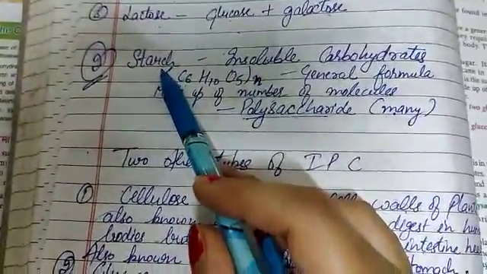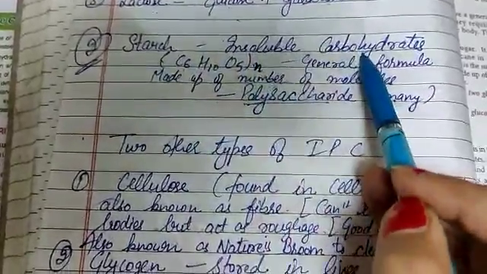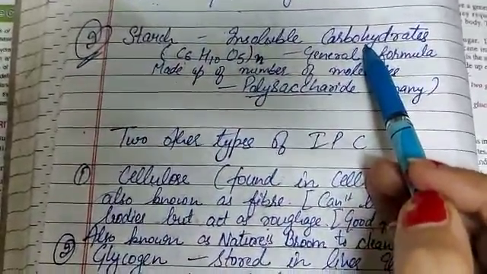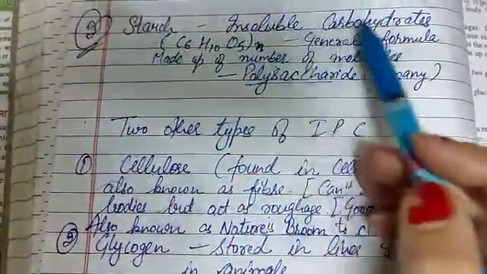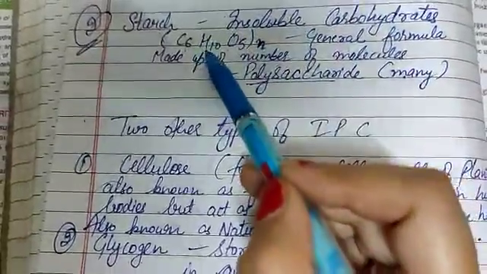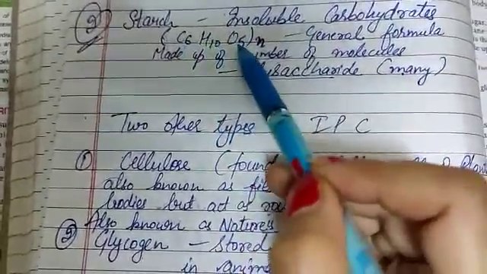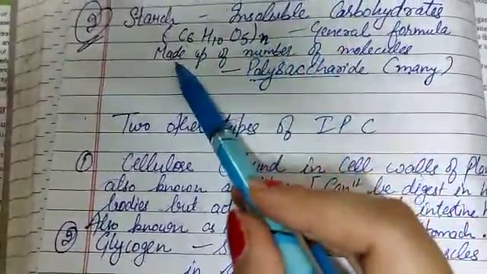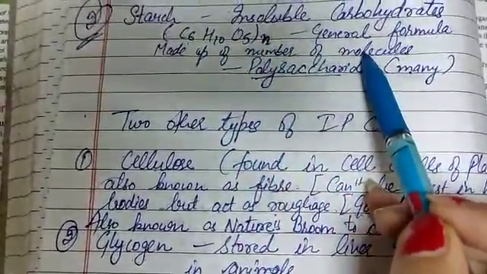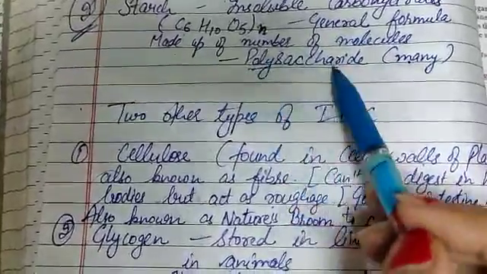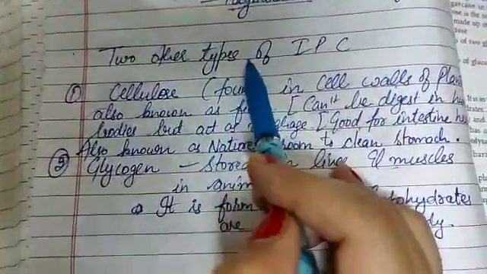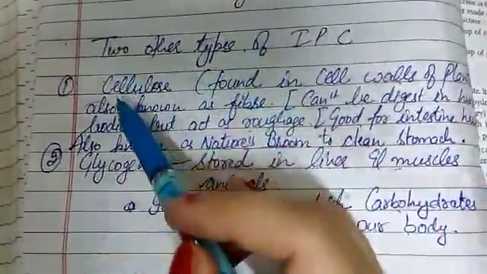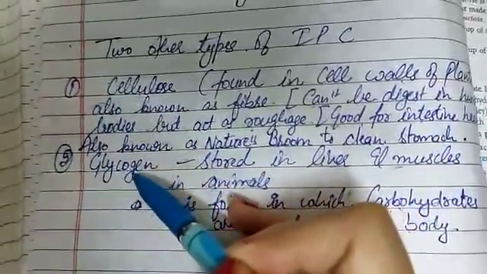Next we have starch, the second type of carbohydrate, that is the insoluble carbohydrates. First we studied sugars, which are the soluble carbohydrates. Now we are studying starch, which are the insoluble carbohydrates. This is the formula: C6H10O5N. These are made up of a number of molecules. That's why they are known as polysaccharides. Poly means many. Two other types of insoluble polysaccharide carbohydrates are cellulose and glycogen.